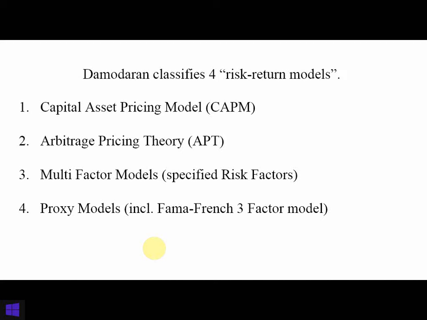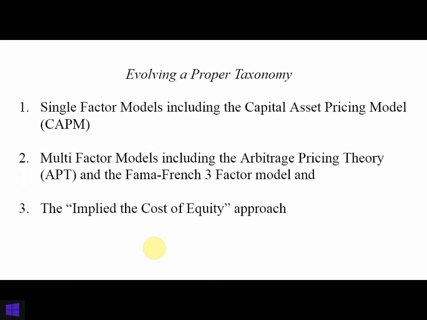It's actually an incomplete classification as well, because he leaves out one important category, which is the implied equity risk premium way of estimating the cost of equity, which is also a risk return model. All the cost of equity estimation models are risk return models. Okay. So here's what I think is the proper taxonomy. I've left out one method which is very frequently used, which is the bond yield plus risk premium method. I've not used that, but these are the commonly used methods. This is the proper taxonomy according to me.